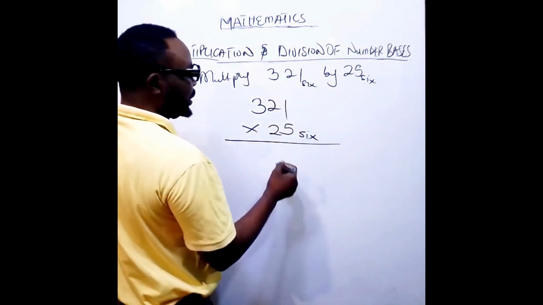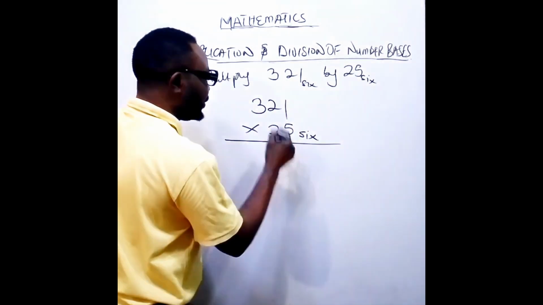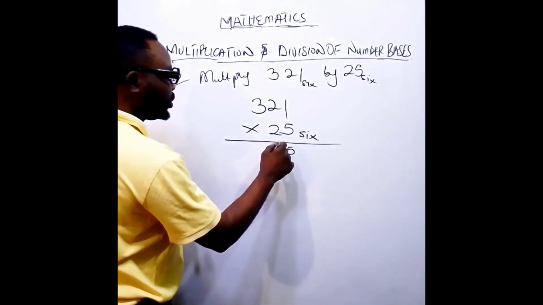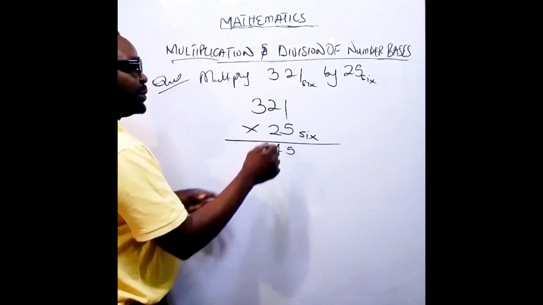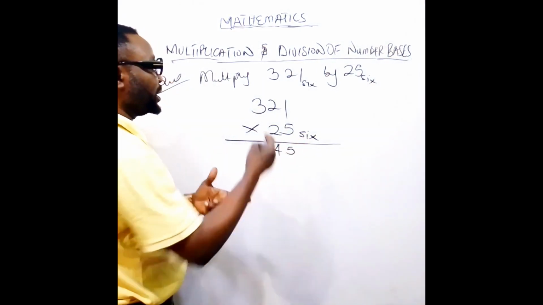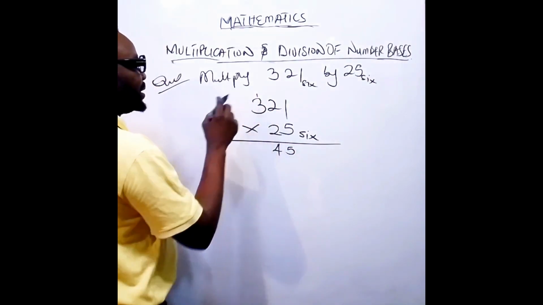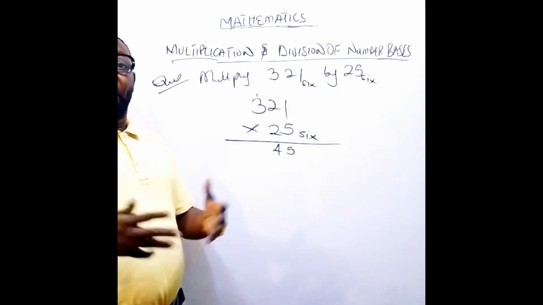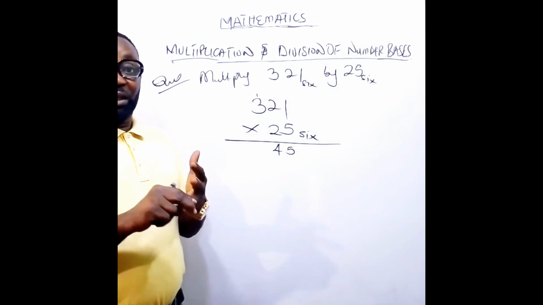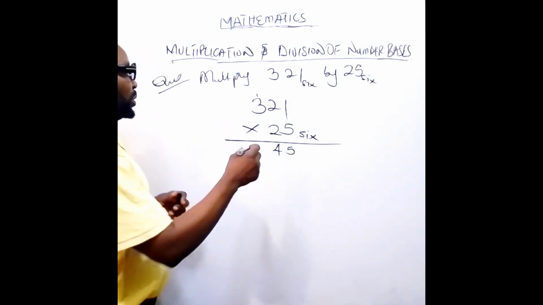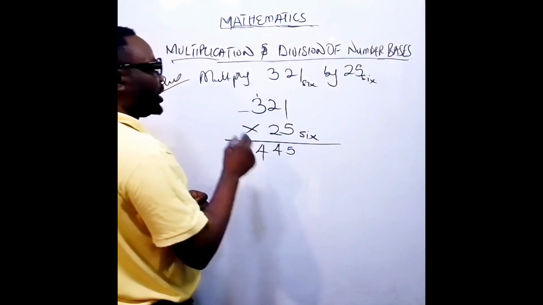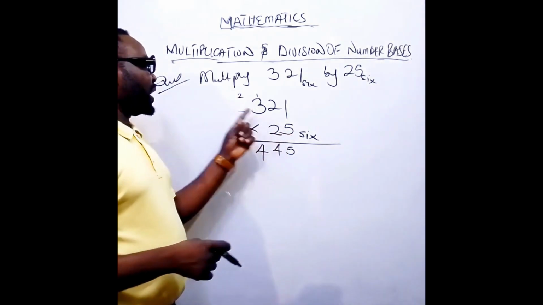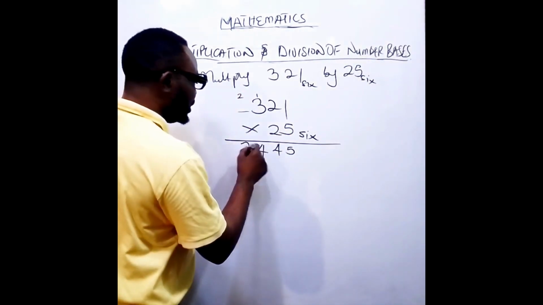Now here 5 times 1 is 5. It's not up to 6, so I can write down 5. Now 5 times 2 is 10. 10 minus 6 will be equal to 4, so I have removed one 6. Now 5 times 3 is 15, plus that 1 is 16. If I want to remove 6 from 16, how many 6 will I remove? I will remove two 6s, that is 12. Remaining 4, so I write 4 down here. I removed two 6s, so I put it in the next place. 5 times 0 is 0, plus that 2, that will be 2 here.